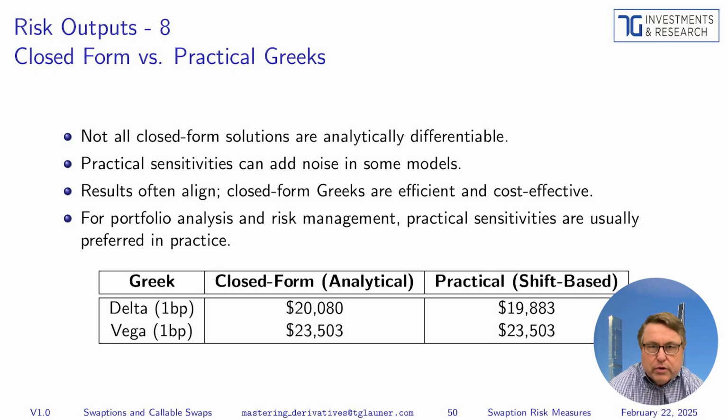The table compares for our trade the delta and Vega computed using both methods. For delta, the closed form calculation gives $20,080, while the practical shift-based method gives $19,883, a close match. For Vega, both methods result in exactly $23,503, showing no difference in this case.